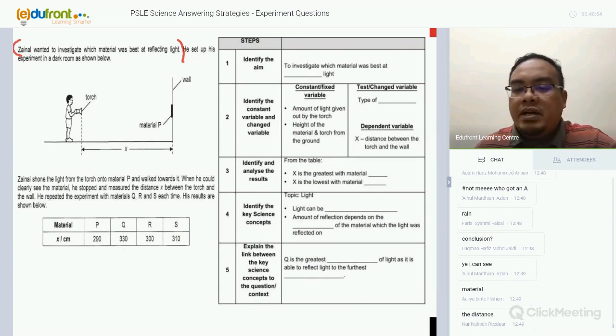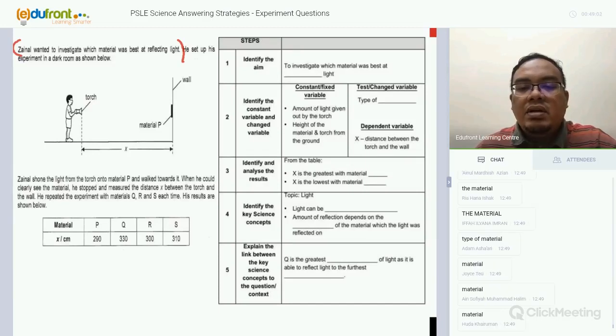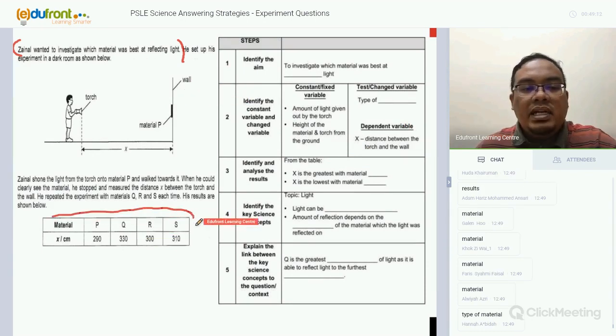Type of material. Very good. Nafisa says distance. No, distance is not the change variable. Distance x is what we call the result of the experiment. Okay, very good. The change variable is the type of material. So you can see here, material, right? The type. There are 4 types of material. Material P, Q, R, and S.